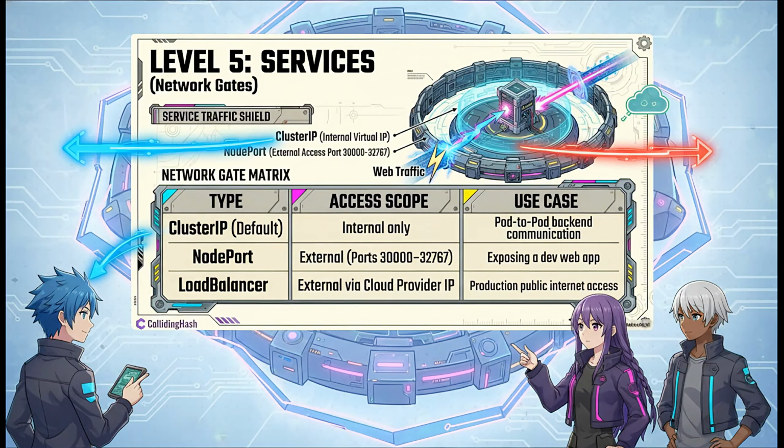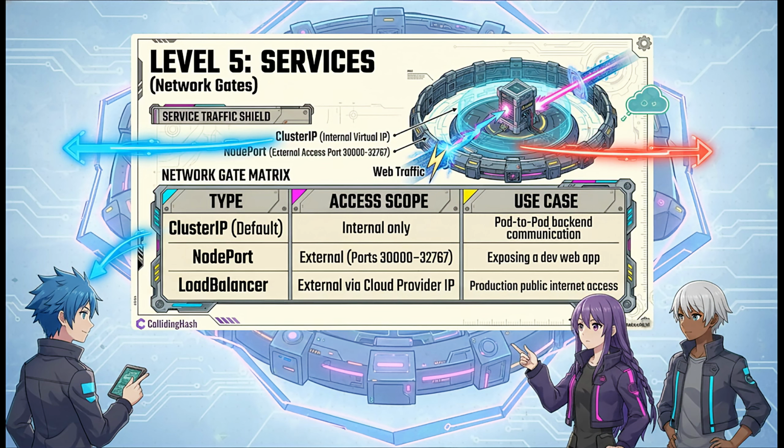Okay, the crucial problem we have to address now is networking. Pods are ephemeral, right? They die, they get cloned. Their IP addresses are literally constantly changing. So how does traffic ever reliably reach them? That brings us to level 5, services. A service acts as a stable traffic shield and gate matrix. We have 3 main types to remember.